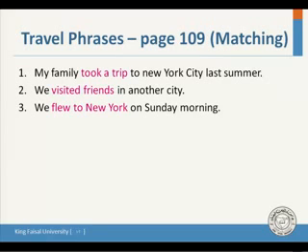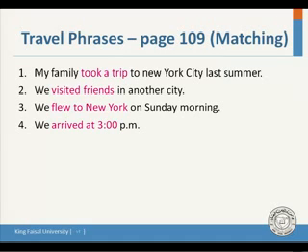Number 3, we flew by plane. We flew to New York on Sunday morning. Okay, try and make a similar sentence. We, or I, or he, or she. We flew to what? We flew to Riyadh, to Dammam, on Saturday morning, on Monday morning.